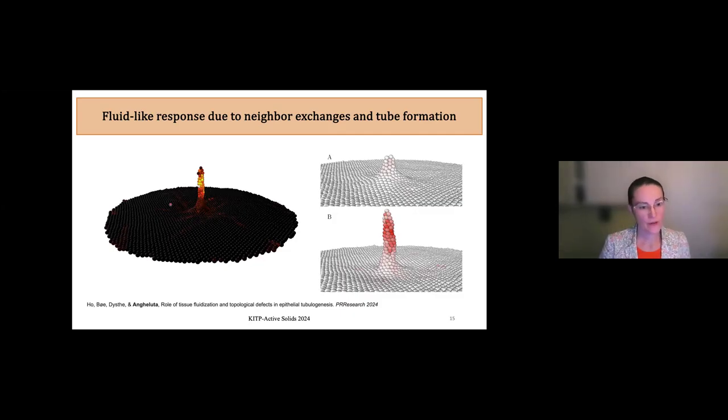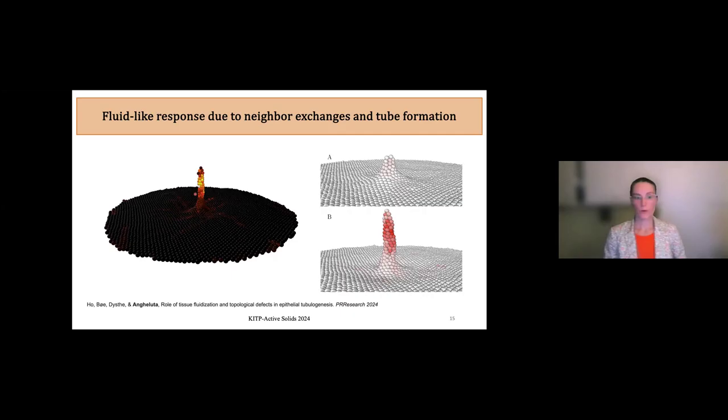So the map that you see here is the number of T1s, the number of neighbor exchanges. It's like a density field of neighbor exchanges. So if it's 0, it means that these cells are in the solid state. They deform with no neighbor exchanges. And if it becomes colored, then it means that it has undergone neighbor exchanges. And you see that most of the neighbor exchanges are happening at the tip of this tube.